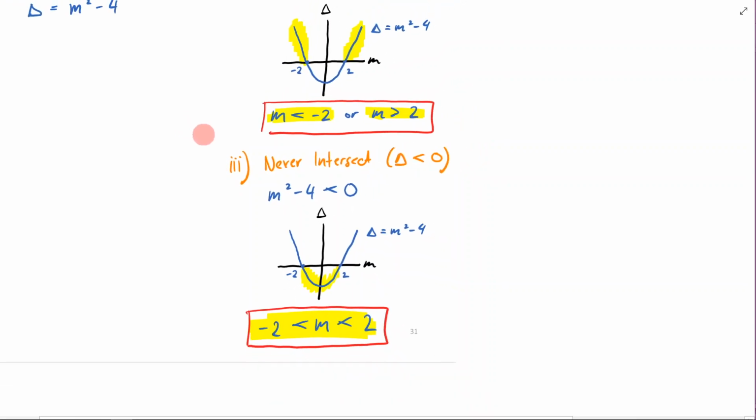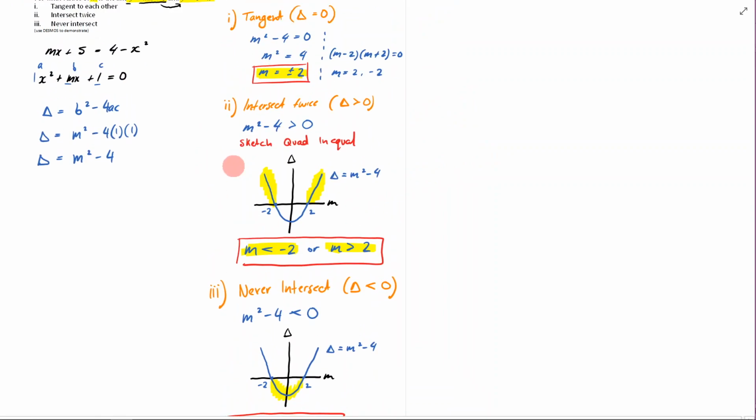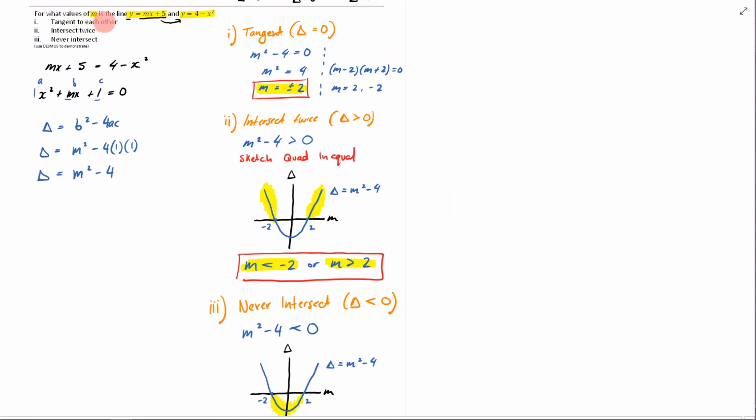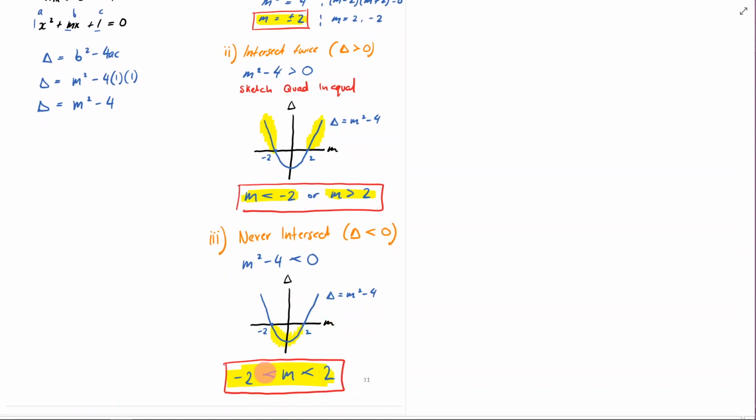All right, so we have just answered this question. For what values of m is the line this and this tangent to each other, intersect twice, or never intersect? I want to show you what this means in Desmos now, because what I've said is that when m is equal to plus or minus 2, it's tangent. When it's less than -2 or greater than 2, it has multiple intersection points, it intersects twice, and if it never intersects, it's between -2 and 2.